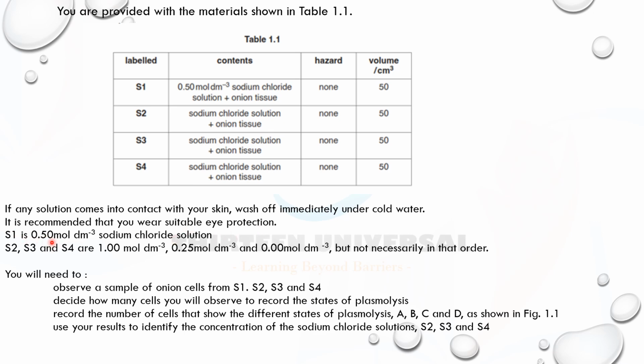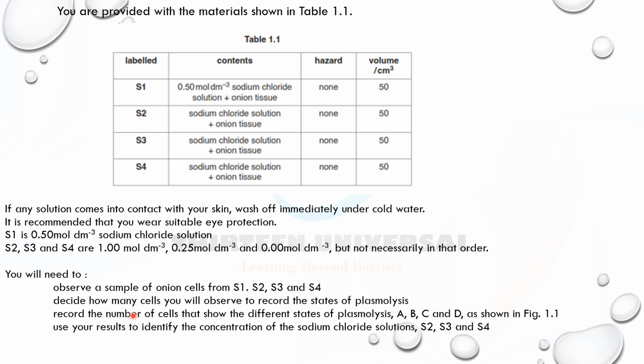S1 is 0.5 mole per liter sodium chloride solution. Now S2, S3, and S4 are 1.00 mole per liter, 0.25 mole per liter, and 0.00 mole per liter, but not necessarily in that order. We don't know the order. You will need to observe a sample of onion cells from S1, S2, S3 and S4 using a microscope. Decide how many cells you will observe to record the state of plasmolysis. Record the number.